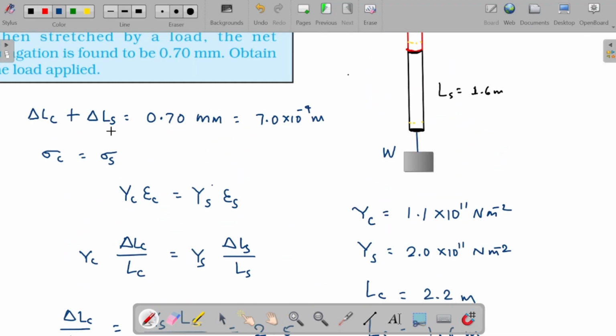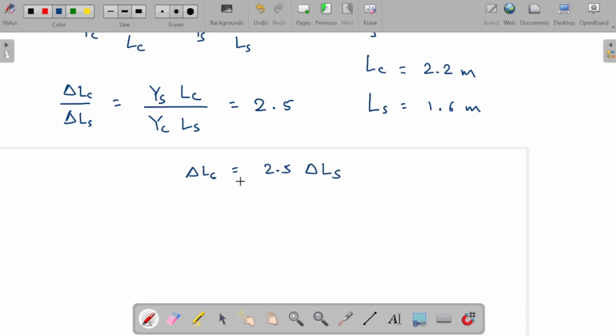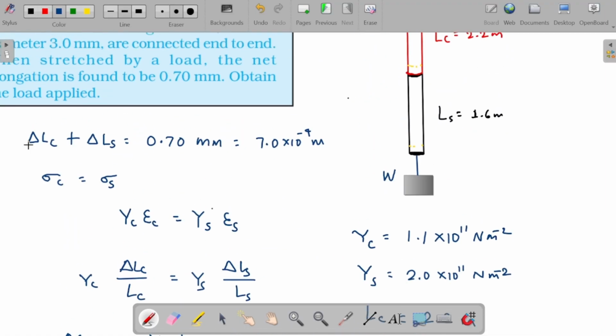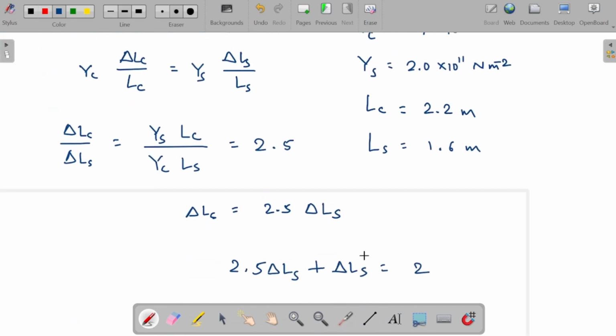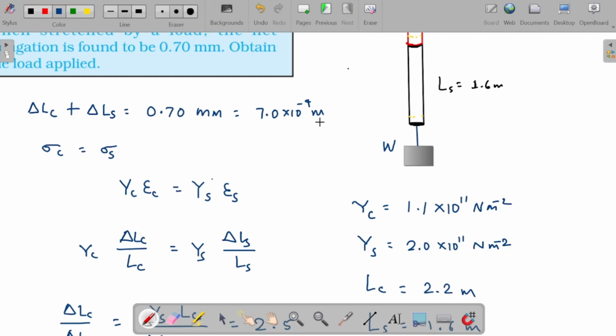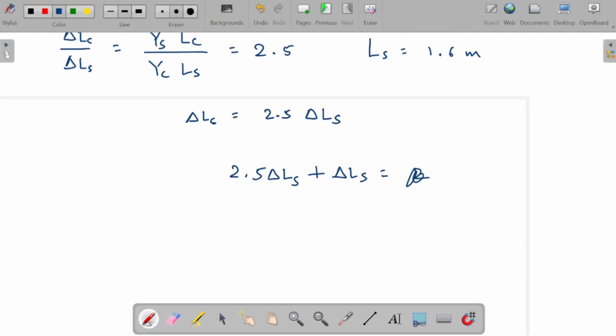Okay, so here delta LC plus delta LS is 7.0 into 10 to the power minus 4 meter, and delta LC is 2.5 times delta LS. So we can write 2.5 times delta LS instead of LC, plus delta LS equals 7.0 into 10 to the power minus 4 meter. Not to be confused, I am just replacing this thing with 2.5 into delta LS here.